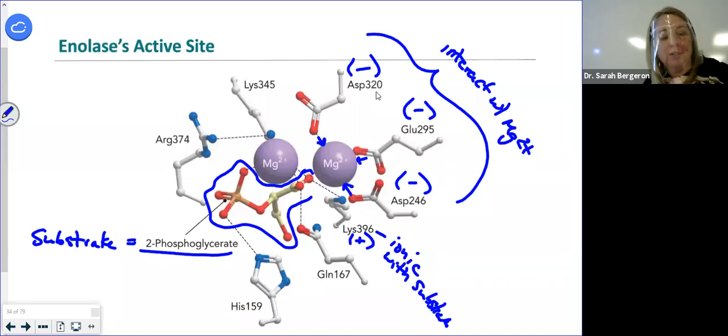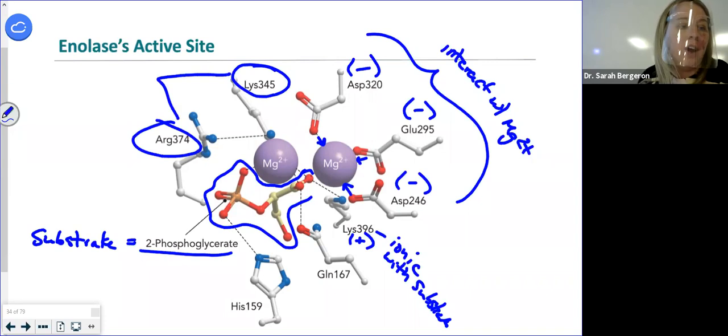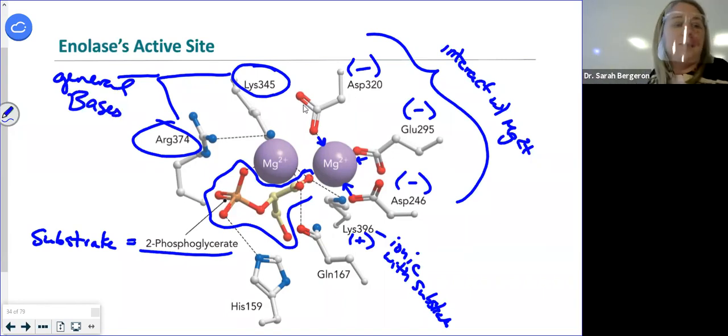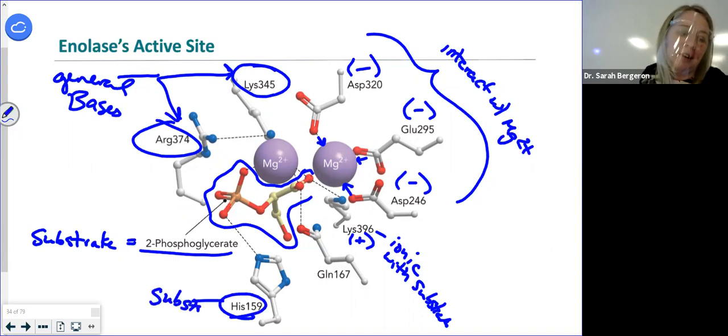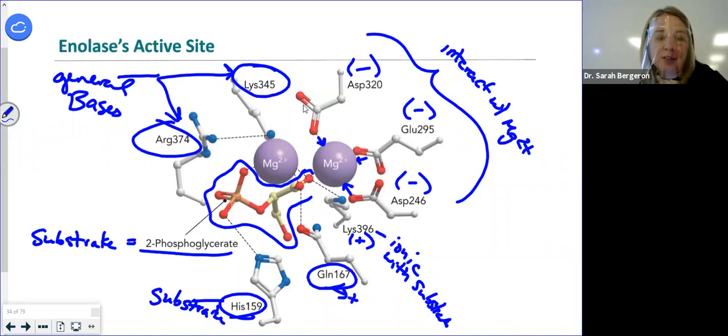Okay, let's go up to the lysine up here. This lysine and this arginine are actually going to function as general bases. And we'll see that in the subsequent ones. Down at the bottom, the His is actually going to interact with the substrate, which we're going to see. And then this one, which is negative, is going to interact with the Mg2+.